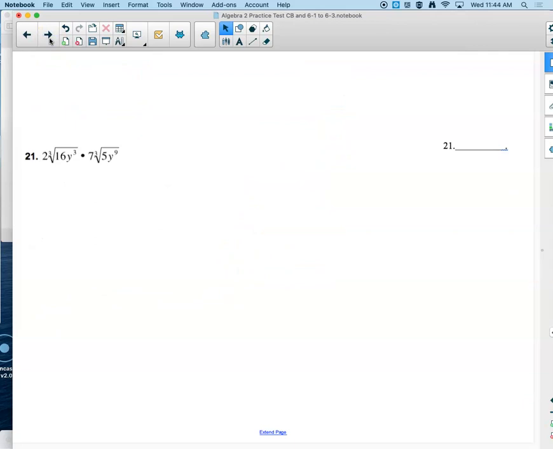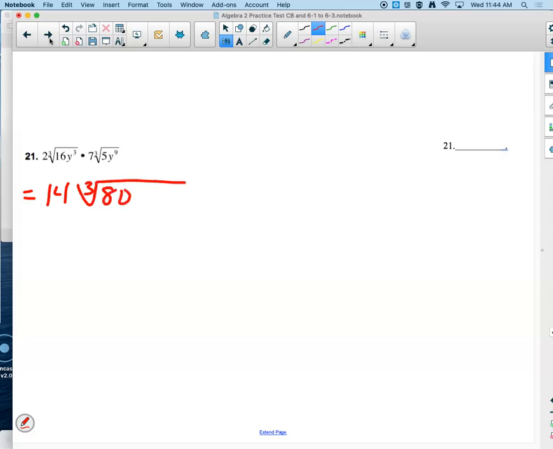That looks like a monster. Ideas. What could we do to make that look like something we've already been doing? Yeah. Multiply it. Why not? Make it one big square root business here. So what's 2 times 7? How about 16 times 5? What do we do with y to the third and y to the 9th when we multiply them? Y to the 12th. Good.